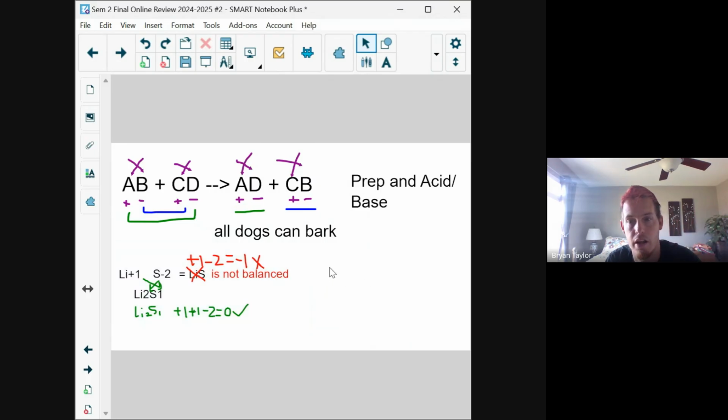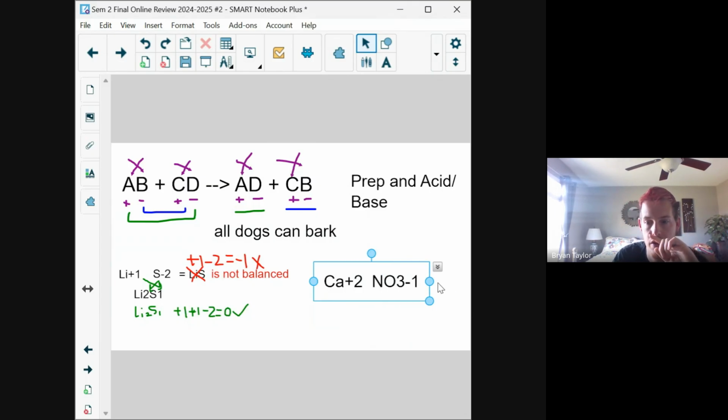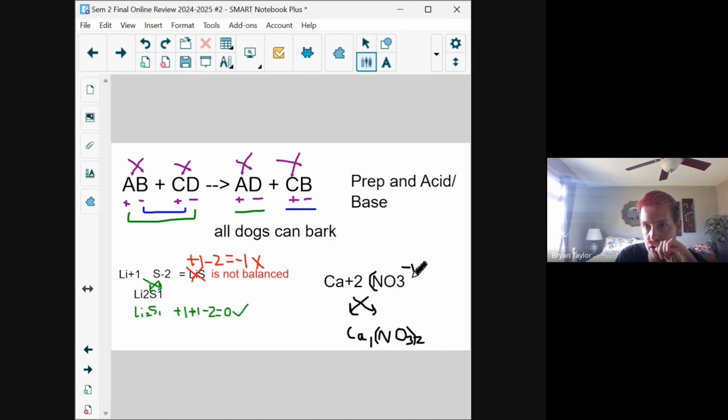If you had like calcium +2 and NO3, which is -1, right? If you crisscross these, Ca1, NO3, 2. Again, we don't want that 32, so we got to put it in parentheses, just like we've been doing since second quarter. And this is your answer.